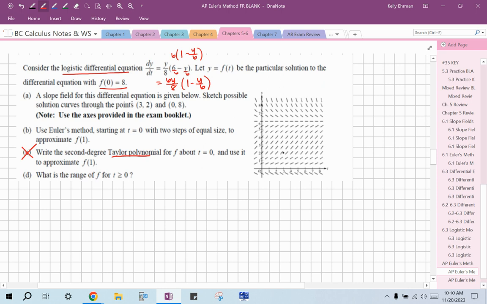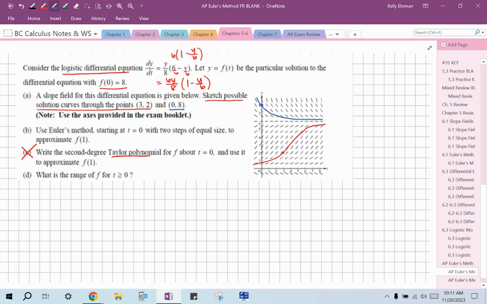A slope field for this differential equation is given below. Sketch the possible solution curves through the points 3, 2, and 0, 8. Notice above 6, there's this horizontal asymptote. So the point 3, 2 is kind of barely marked off here. Just follow these little slopes here, but don't go beyond that horizontal line. And remember, no arrows. 0, 8 is also marked off. So that horizontal line, again, is your, like, kind of think of it as a fence. It's not going to cross down through. That's all we had to do with part A.